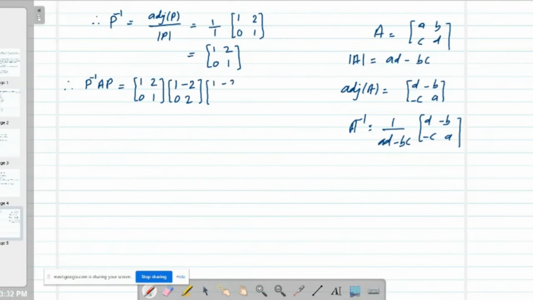1 minus 2 0 1. Now multiply this. Multiply, quickly. So if you multiply the first row with the first column, so this is what? 1 times 1 is 1. Okay, multiply this with this, plus 2 times 0. Okay. Now do the same here.